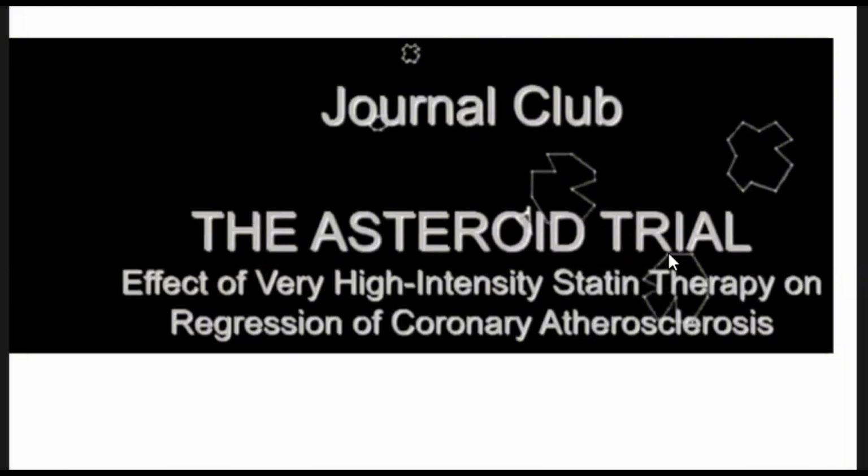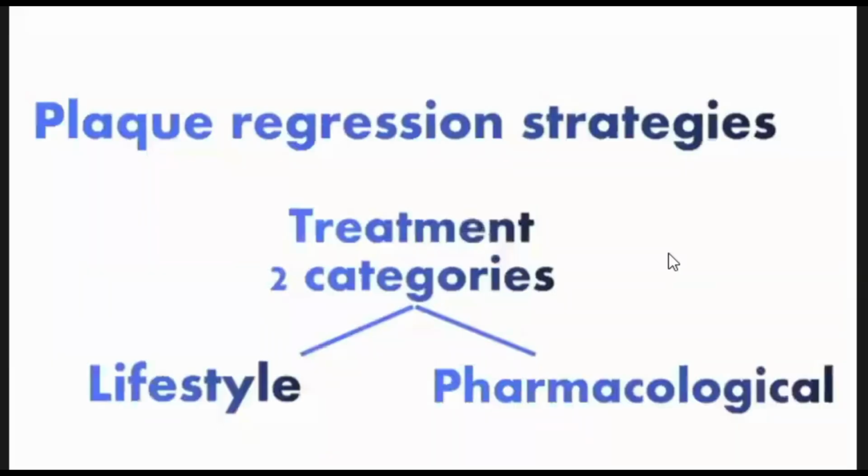The first trial, which talked about reversal and regression of coronary atherosclerosis, is ASTEROID. How do we do that? We all know this: lifestyle and pharmacological treatment. How intense? That is the important thing. How intensively you have to do it. You can do this by lifestyle alone, but it's very difficult. You have to dedicate a lot of time for that. But still, reversal of coronary plaque is possible.